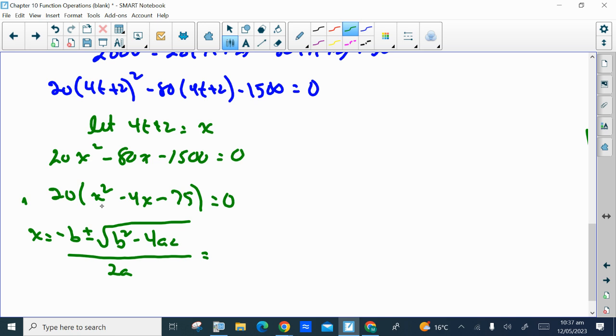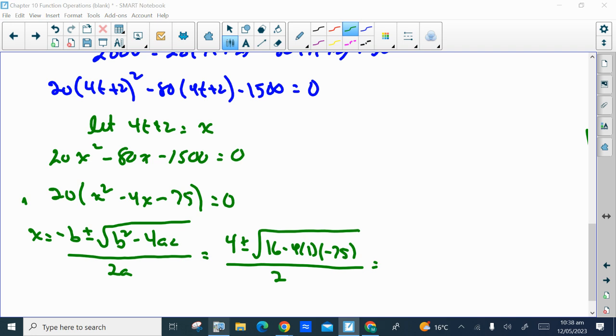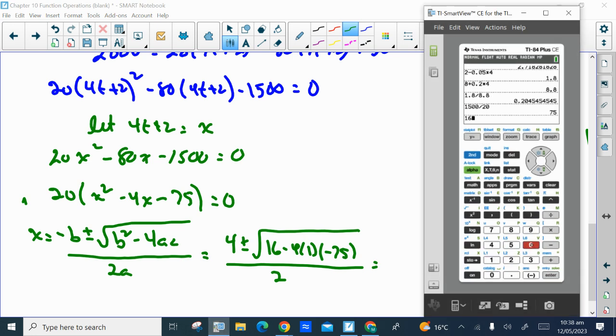Again, we're factoring the quadratic inside the bracket. Our b value is negative 4, so negative b will be positive 4, plus or minus the root of b squared, which is 16, minus 4 times a times c, all over 2a. So our radicand, 16 take away 4 times 1 times negative 75, is 316.